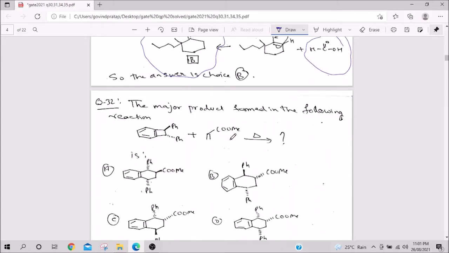Let us move to the next molecule and they are asking the major product formed in the following reaction. So, whenever there is something like this thermal, the first thought should be a pericyclic reaction, and that too very clearly here a dienophile is there. In pericyclic reactions there is a famous reaction called the Diels-Alder reaction.